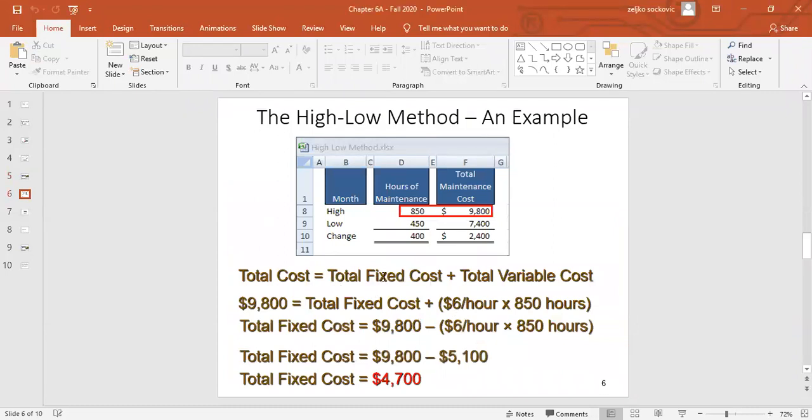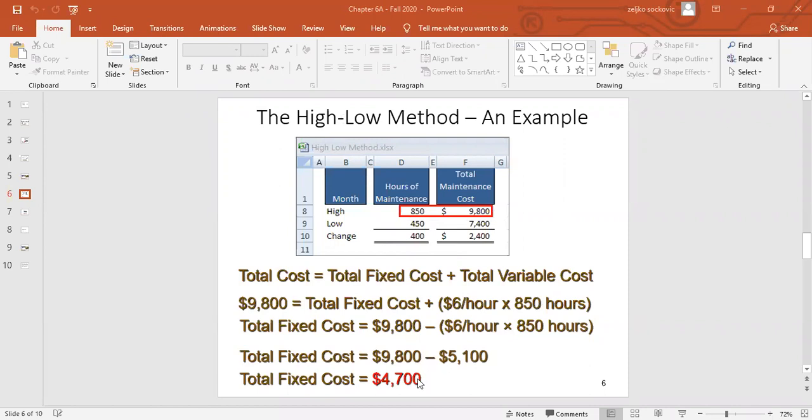Total cost is total fixed plus total variable, right? So what is our variable? Well, it's 6, and we can pick either one of these 2 activities. It doesn't matter which one, 850 or 450. We will get the same result. $6 times 850, we pick the higher one. And what's the total cost in case of 850? Well, it's 9,800, right? We're told here. So the difference will be 4,700.